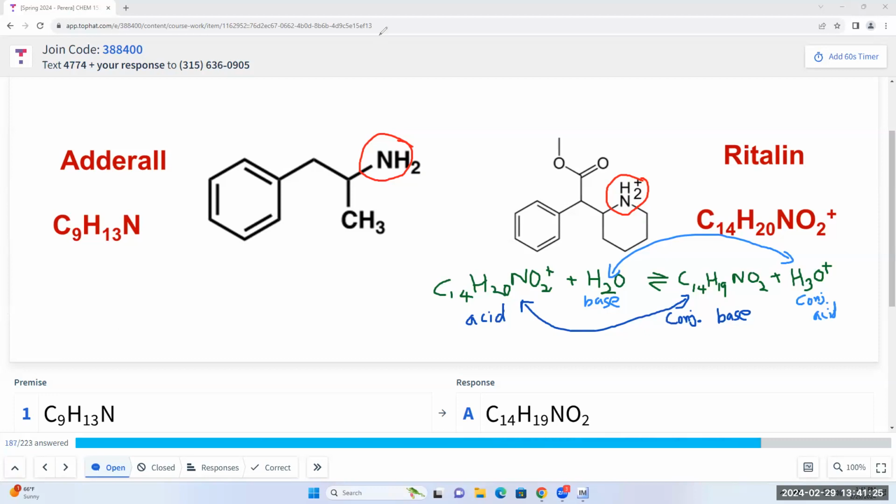Do the same thing with Adderall as well. I'm not doing it. Adderall is the base now because it has a nitrogen with a lone pair. It's going to grab a proton from water.